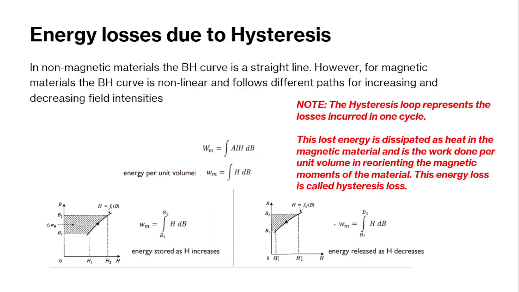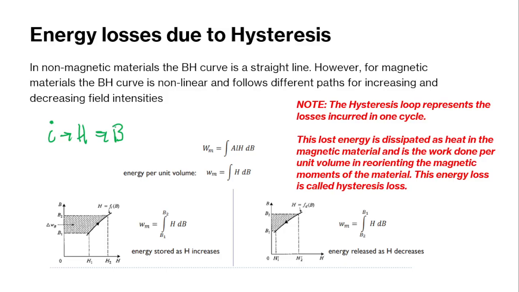Now for non-magnetic material, the BH curve is a straight line. However, for magnetic material, the BH curve is a non-linear line, and it follows different paths for increasing and decreasing intensity. For this first one, it starts from zero intensity. To increase the intensity, you just change the value of I. Remember, I gives you H, and H gives you B.